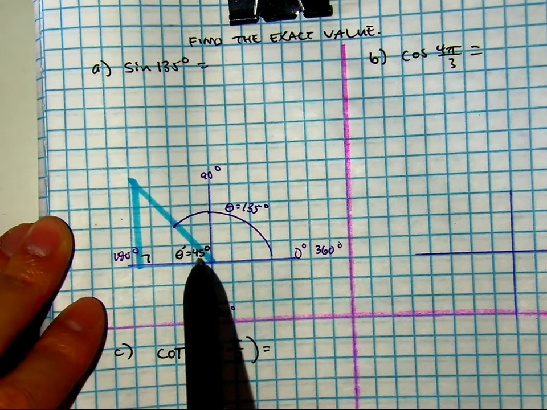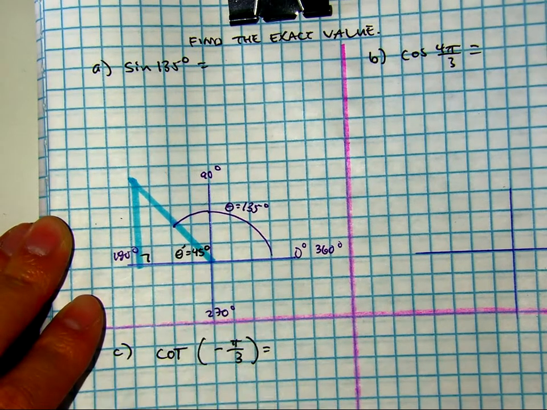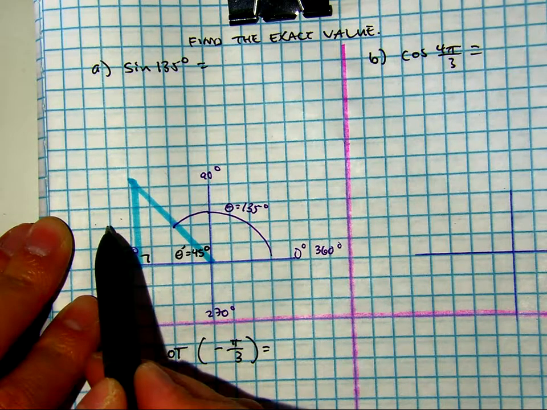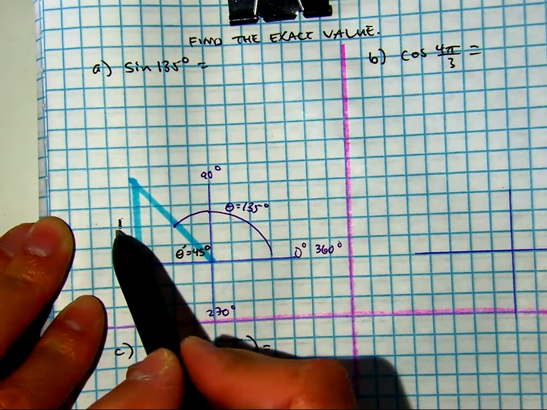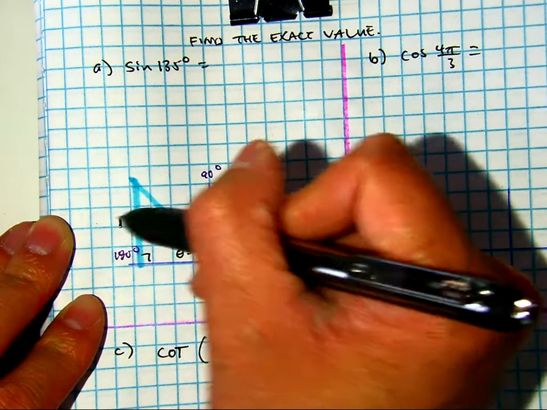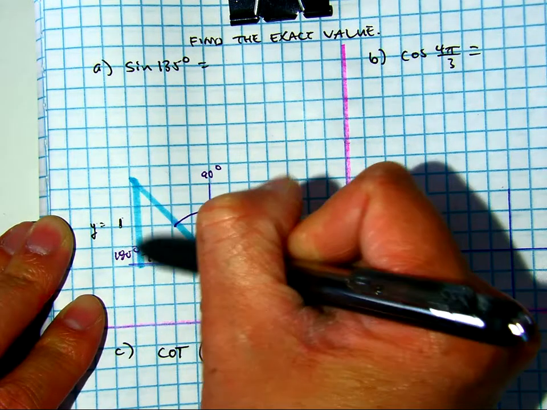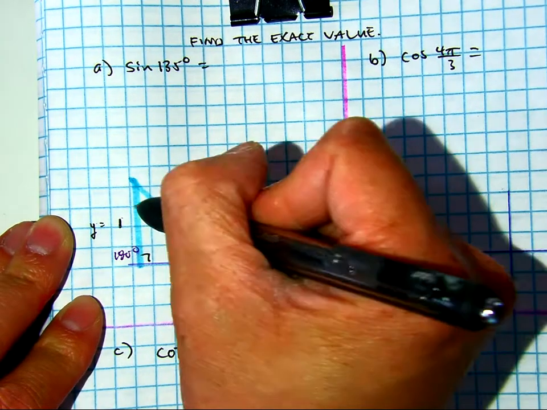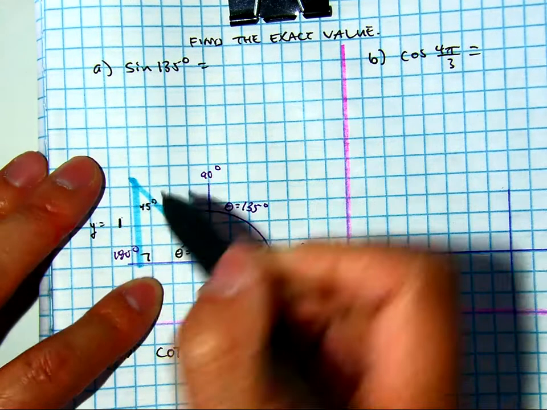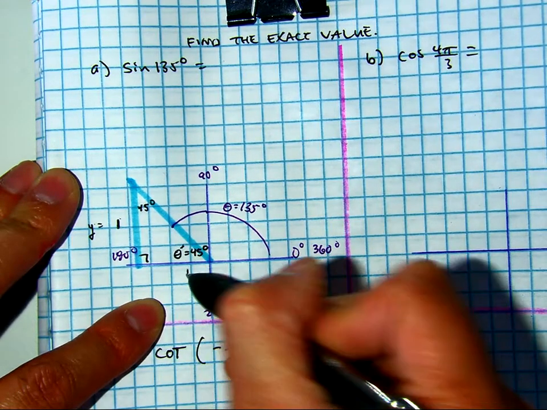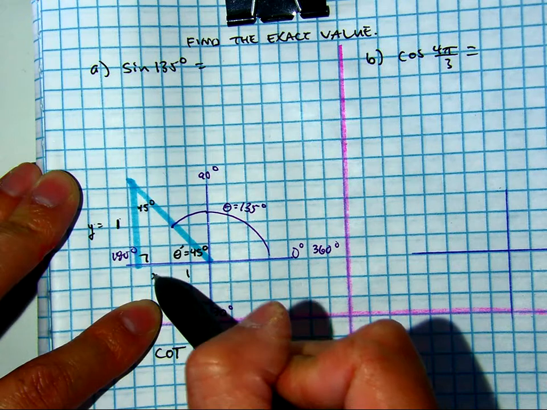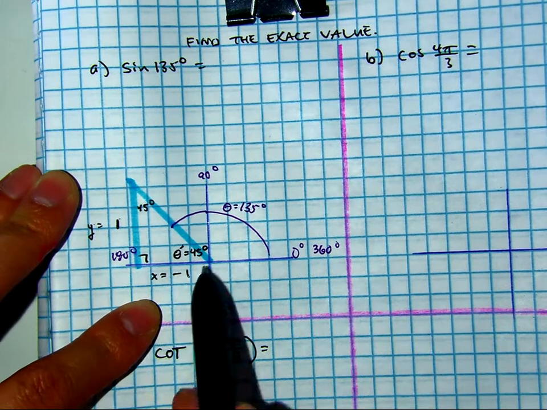Class, always across the 45-degree angle is what number? 1. What letter is this, X, Y, or R? It parallels the y-axis. It's going up, so it's positive. This is a 45-degree angle. Always across the 45 is 1, but this one's going to be negative because you're going left.